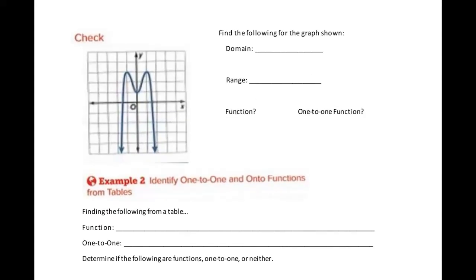So now it says find the following for the graph shown below. Domain. Remember, domain are the x values. What do you think, what x values are they using in this graph? Remember, domain goes side to side. See if you can write something down. And then range, that is your y values. Then is it a function or is it one-to-one?